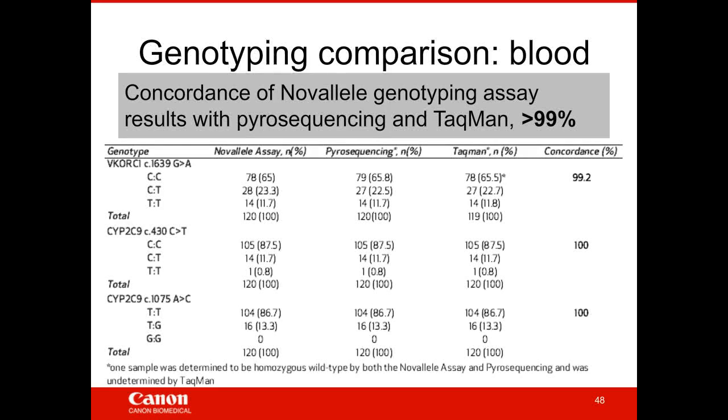This slide shows the genotyping data for the blood samples. The overall concordance was greater than 99%. There was one sample that was determined to be homozygous wild type for the VKORC1 gene by both the Novallele assay and the pyrosequencing method. However, that same sample was actually undetermined by TaqMan.